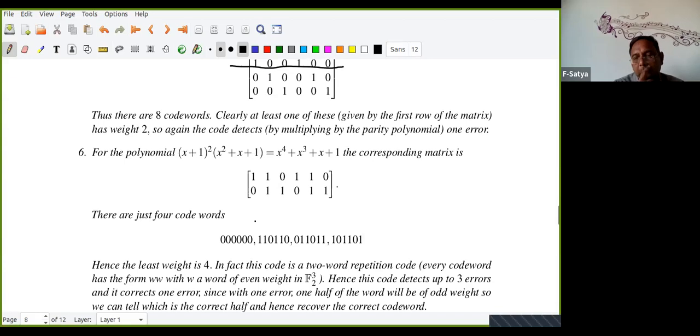Now look at this. For x plus 1, the degree is 4, so the k value becomes 2. So it is 2 plus 6. Now it is simple, only 4 vectors will be there: the 0 vector, these two, and their sum. Now what is the least weight? Here the length is 4, here the weight is 4, here the weight is 4. The least weight is 4. So that means it can detect up to 3 errors and correct 1 error.